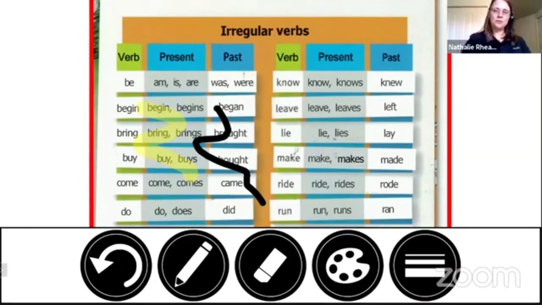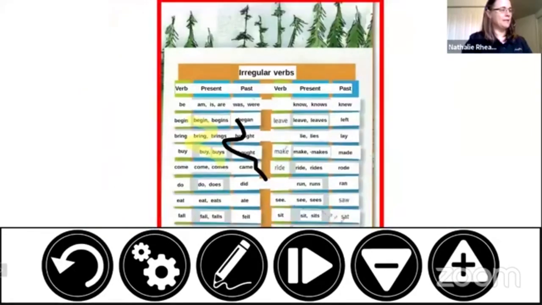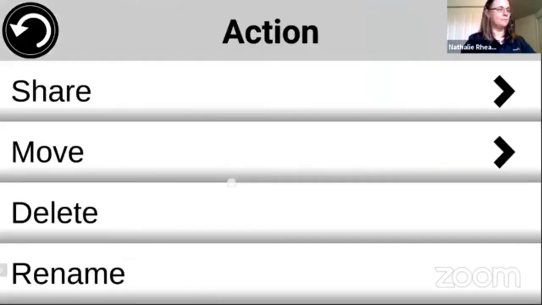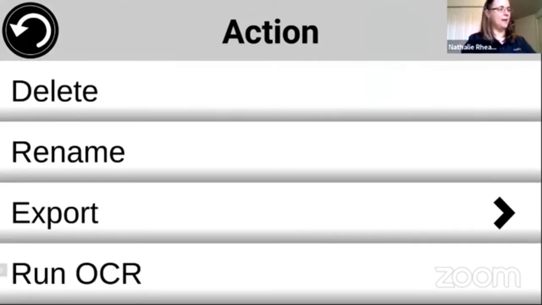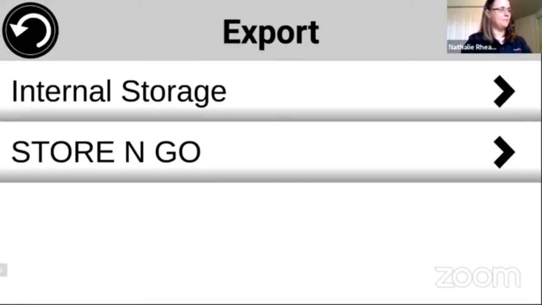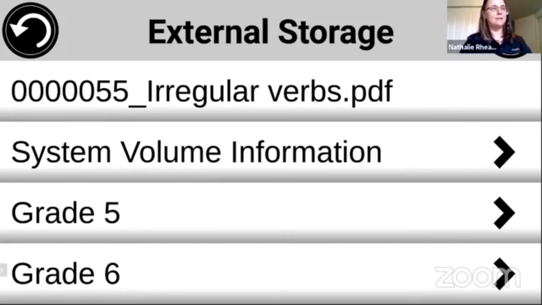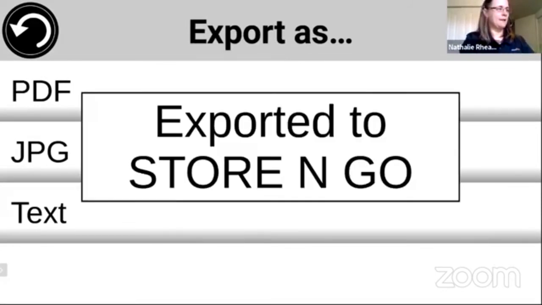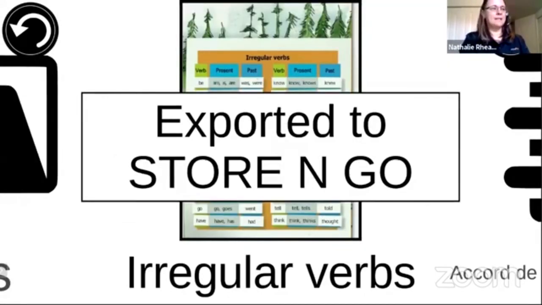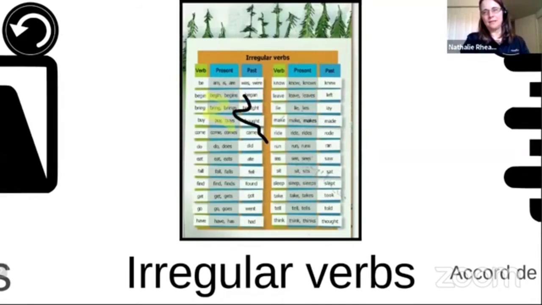So at the end, when the student is done with his homework, it's easy for him to put it back into the USB key. All you do is press and hold, and you have an option of export. So you tap on export, PDF. I'm going to export it to my Store and Go. When I have found a place where I want to save it, I tap on the paper airplane at the upper right. And so Prodigy is telling me that it exported my file into my USB key.